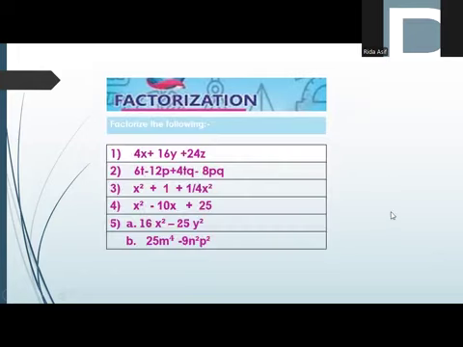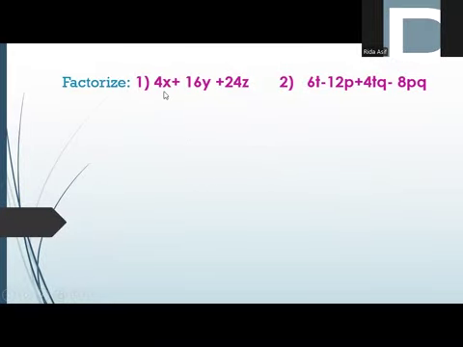Now let's discuss these few questions together. For example, we are having question number 1, 4x plus 16y plus 24z. Step number one is common factors in all the terms. Okay. When we take out common, we can see that 4, 16 and 24. Can we take out a common factor from this expression?